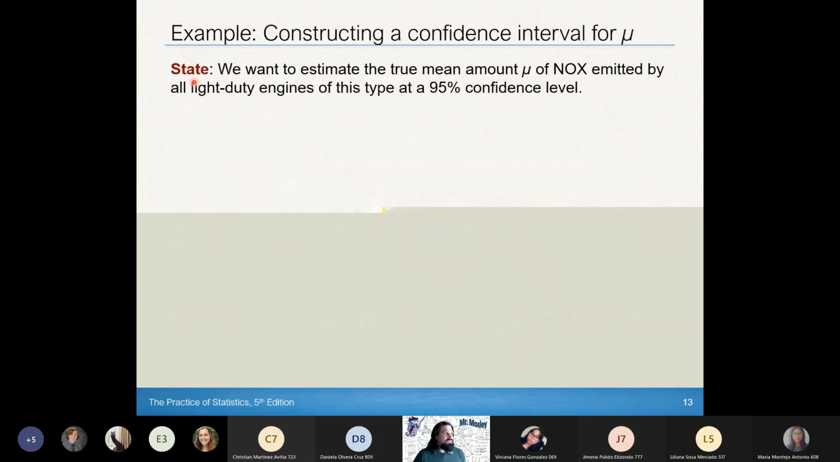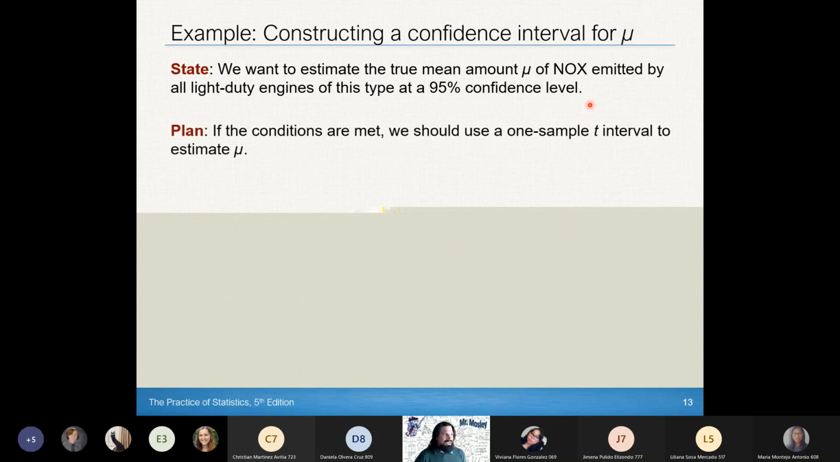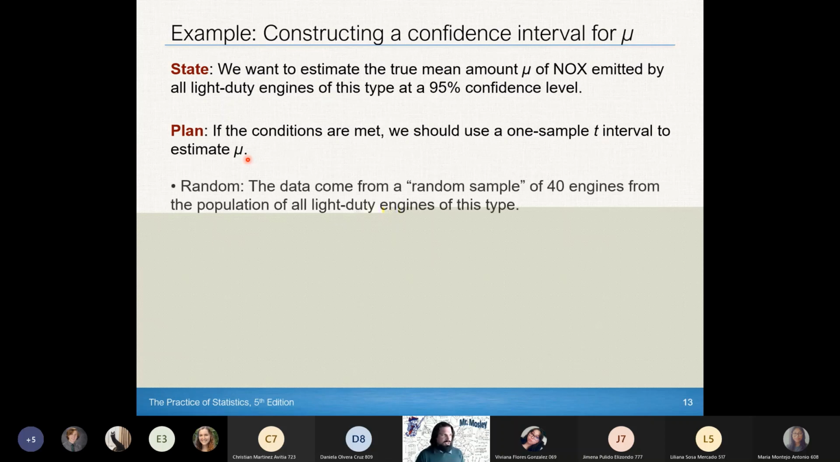So first, we state. We want to estimate the true mean amount mu of NOx emitted by all light-duty engines of this type at a 95% confidence level. So we've stated the parameter that we're interested in and the confidence level that we want. Plan. If the conditions are met, we should use a one sample t interval to estimate mu. Part of the plan is stating this and then checking your conditions.